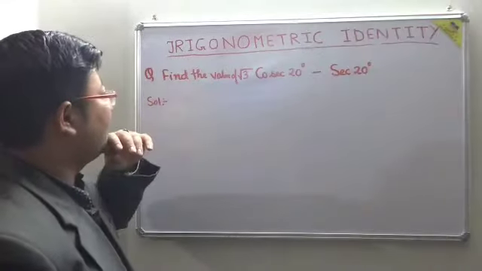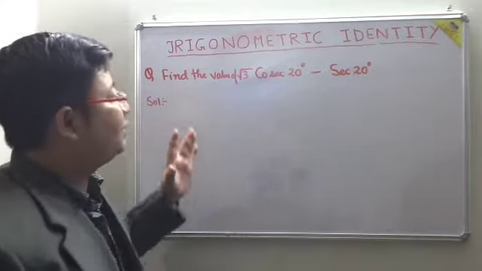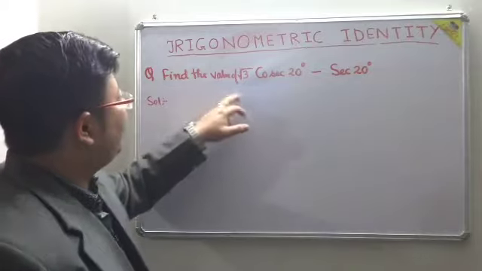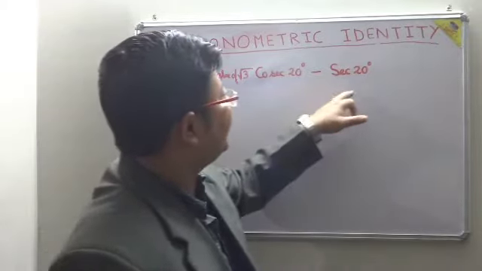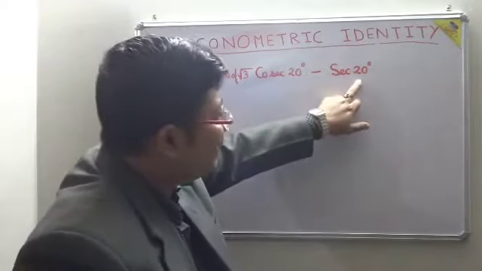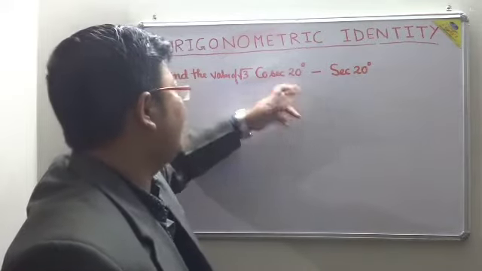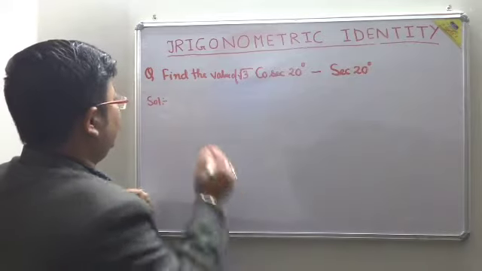Now we will do this sum. You have gone through the trigonometric identities. Now I will solve one problem. Find the value of root 3 cosec 20 degree minus sec 20 degree. Do you know the value of sec 20 degree? No. Do you know the value of cosec 20 degree? No, I don't know. So how to do the sum? That is the main point.